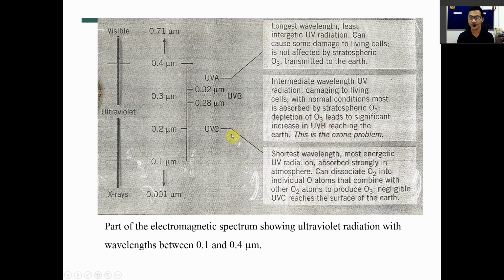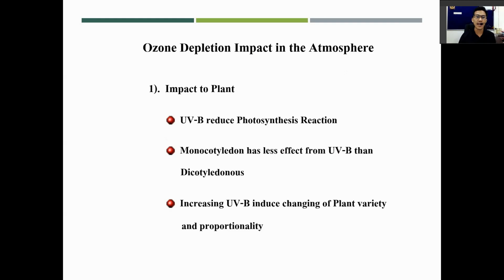But UVC is kind of different, because UVB destroys the ozone and can cause the ozone depletion, while UVC can actually produce ozone. So UVB and UVC have different functions. All right. Now take a look at the impact of ozone depletion.